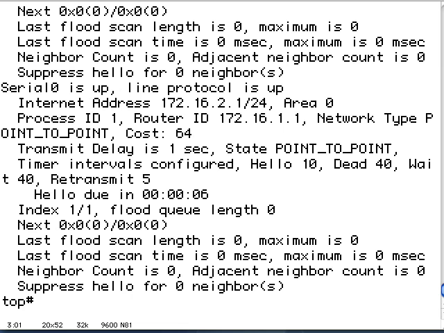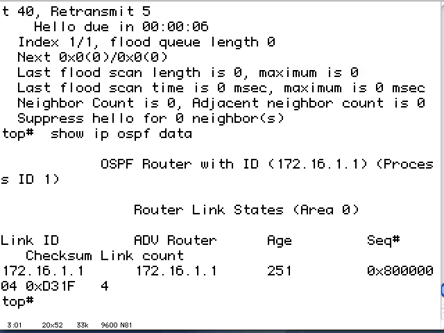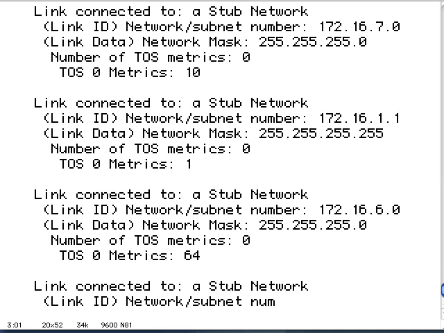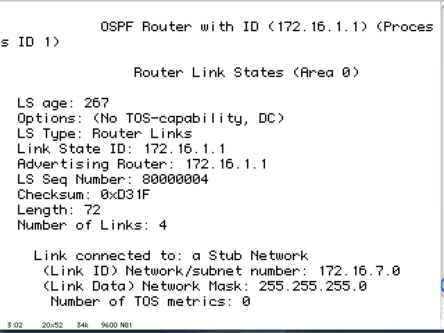Let's look at our OSPF database. Show IP OSPF database. And I have a router link state. I'm not seeing any network link states yet, which is interesting, but show IP OSPF database router. Okay. Here's my router link state.